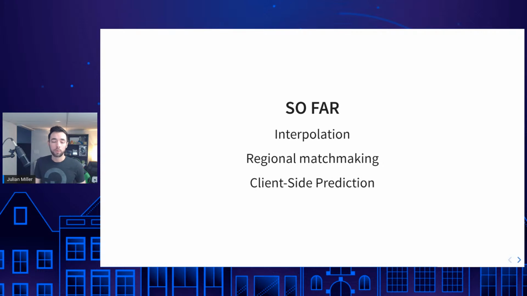Okay, so far we've talked a little bit about interpolation, regional matchmaking, and client-side prediction. So what we want to do is reduce latency by using interpolation and regional matchmaking as much as possible. And then when we use client-side prediction, we can do that to help mitigate the effects of any remaining latency.